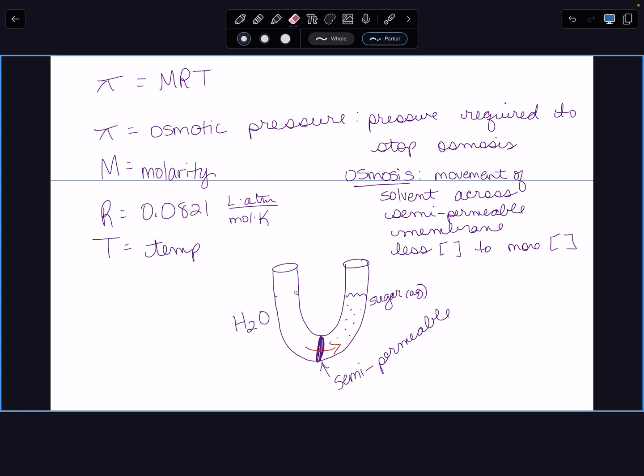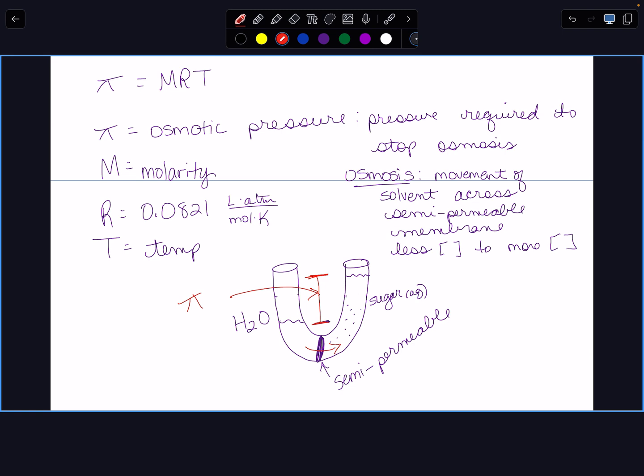Do you see the level on the left side is going to decrease because water is going to move. And the level on the right side, the volume level, is going to increase. Now, there's going to come a point where osmosis stops because the solvent can't keep moving. This difference that stops osmosis, that's osmotic pressure, the pressure required to stop osmosis, when the difference in those two levels gets great enough.